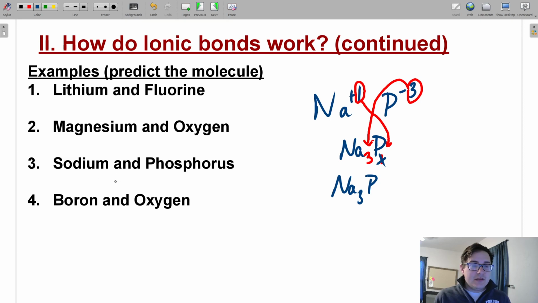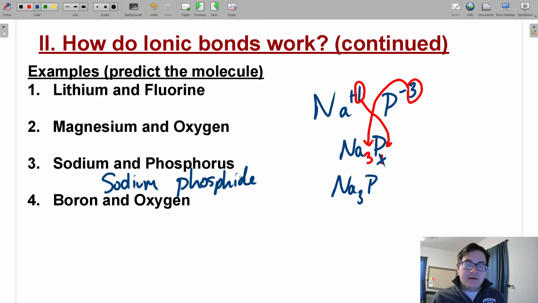What we're going to do now is name it. So sodium and phosphorus becomes sodium, because you don't change that first element at all, and phosphorus becomes phosphide. Sodium phosphide. And that's because you take the phosphorus ending, chop off the end, and then add IDE. And there you go.